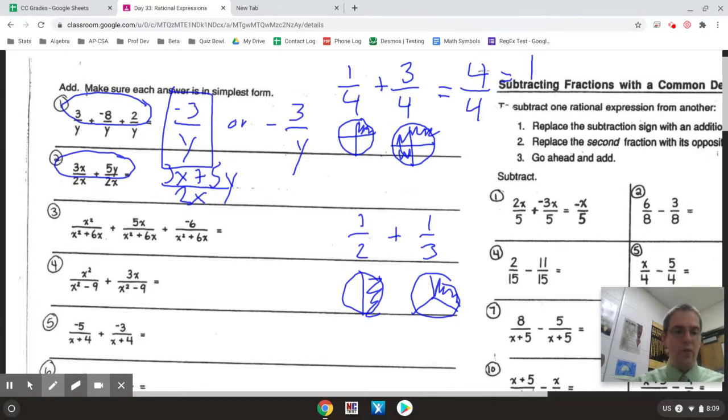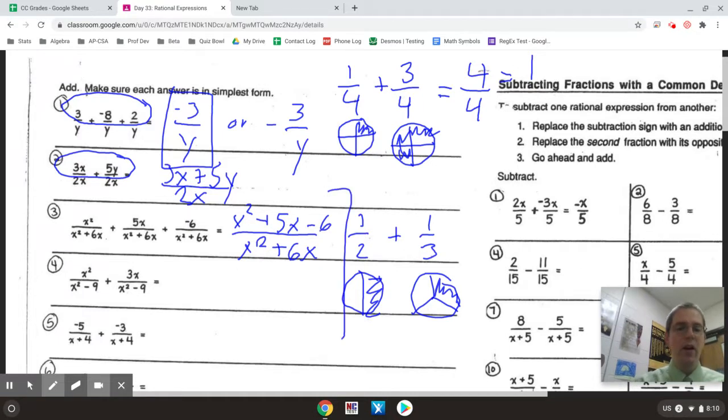On number 3, you notice all the denominators are the same. So the denominator stays the same, x squared plus 6x. And then I'll add up all the numerators, so x squared plus 5x plus -6. Once again, no like terms. So I have x squared plus 5x minus 6.